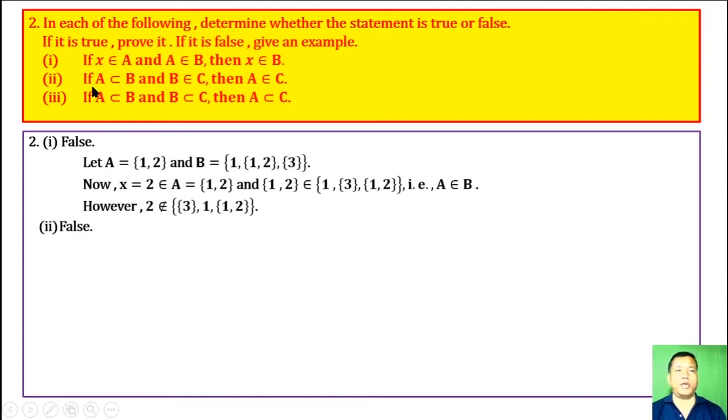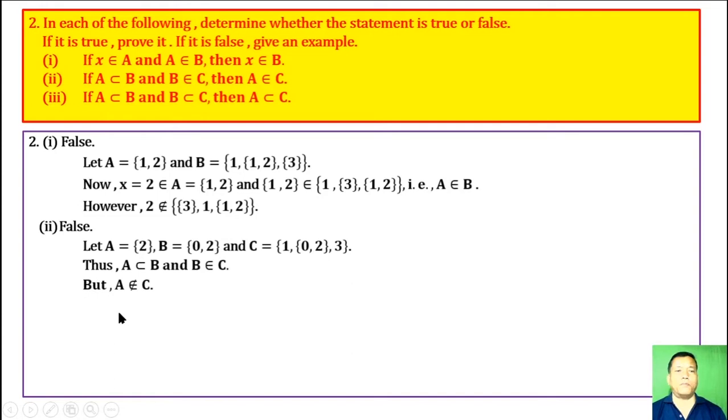Roman number 2. A is a subset of B, B is an element of C, then A is an element of C, which is also false. Let us take A consists of 2, B consists of 0, 2, C consists of 1, the set consisting of 0, 2 as an element, and 3. Thus A is a subset of B and B is an element of C, but A is not an element of set C.